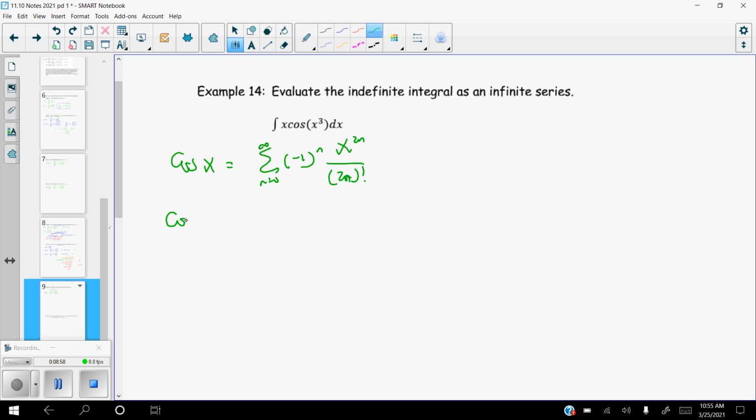Cosine of x cubed is going to be replacing the x with an x cubed. So we get the sum as n goes from 0 to infinity, negative 1 to the n. If I put an x cubed in there, I'm going to get x cubed to the 2n. Multiplying those exponents, I get x to the 6n. Again, 2n factorial doesn't change. There was no x's down there to plug anything into. Then I need to multiply it by x so that I get the full integrand.